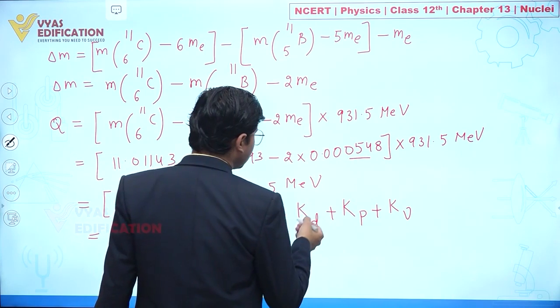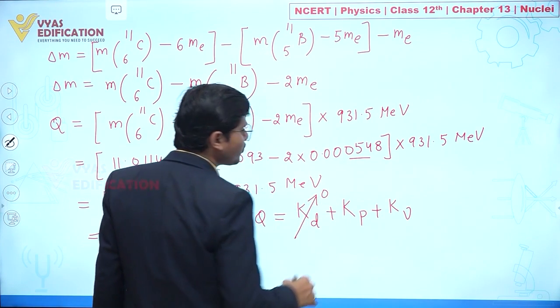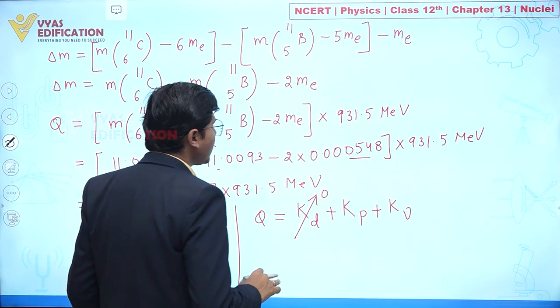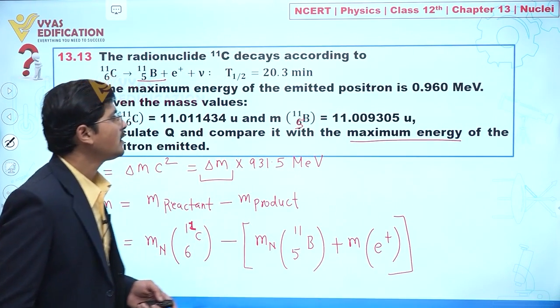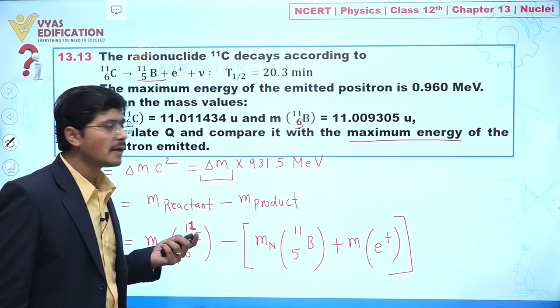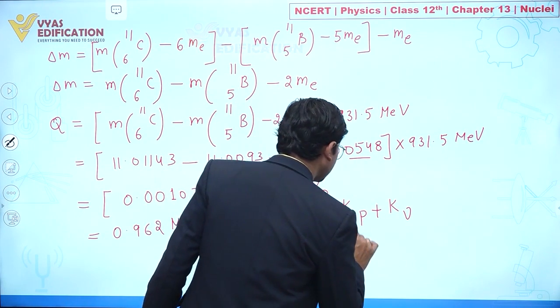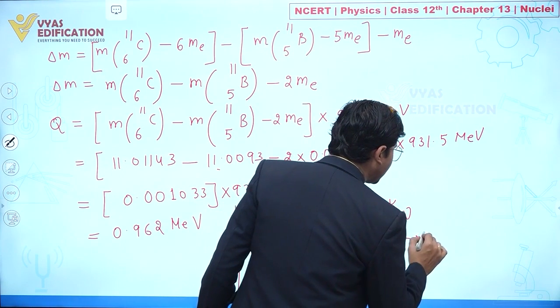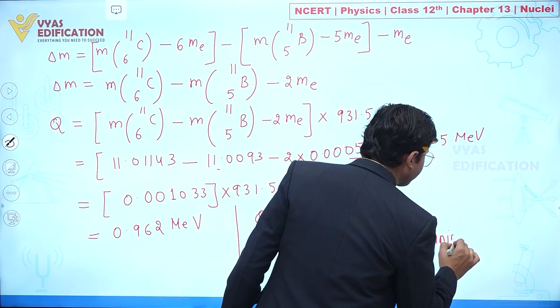When the daughter nuclei is very heavy, definitely its kinetic energy will be very less, so we are neglecting it. Now actually our objective is to find the maximum energy of the positron emitted. So for the maximum energy of the positron emitted, we are assuming this is to be minimum. Clear?